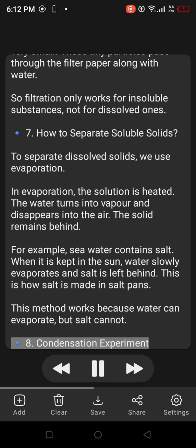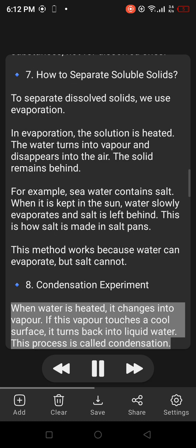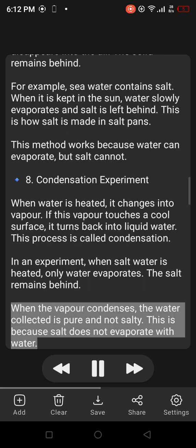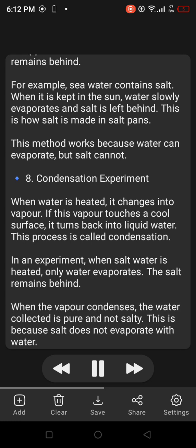8. Condensation experiment. When water is heated, it changes into vapor. If this vapor touches a cool surface, it turns back into liquid water. This process is called condensation. In an experiment, when salt water is heated, only water evaporates. The salt remains behind. When the vapor condenses, the water collected is pure and not salty. This is because salt does not evaporate with water.